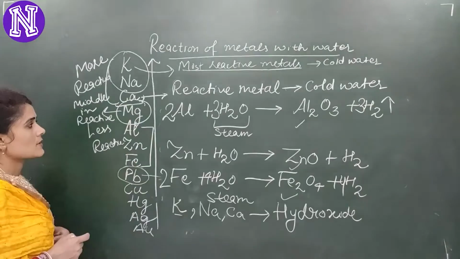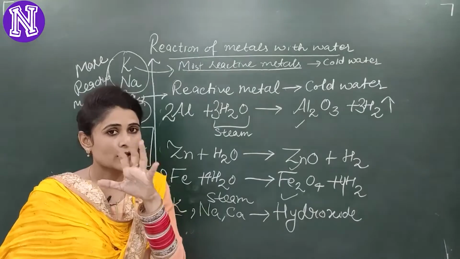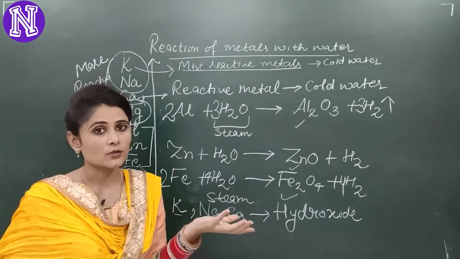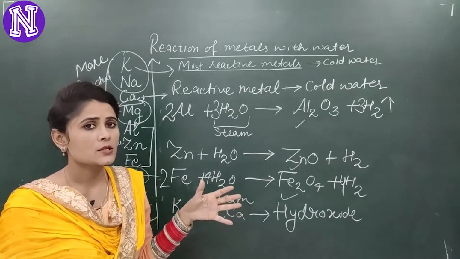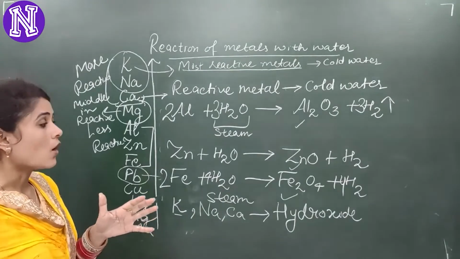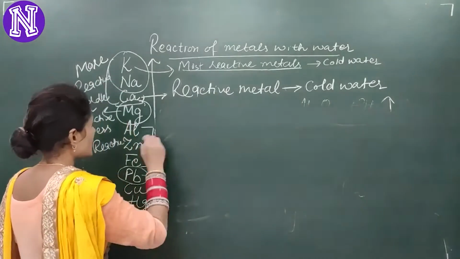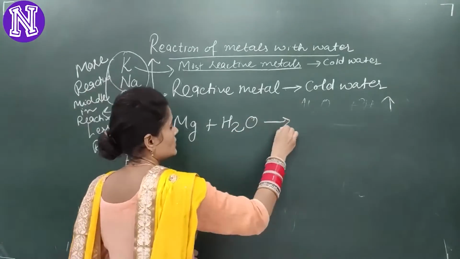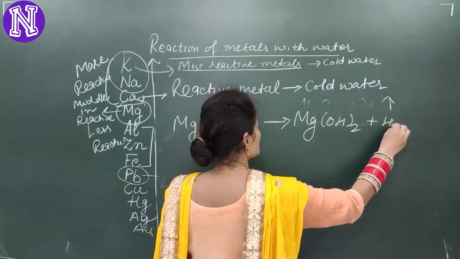Now only one metal is left, that is magnesium. So how does magnesium react with water? Magnesium is middle in the reactivity, so it will not react with the cold water. It is not very low in its reactivity, so you don't need to supply steam here. When we put magnesium in hot water, it will react with the hot water. So what will be the product? Magnesium plus water gives magnesium hydroxide plus hydrogen gas.